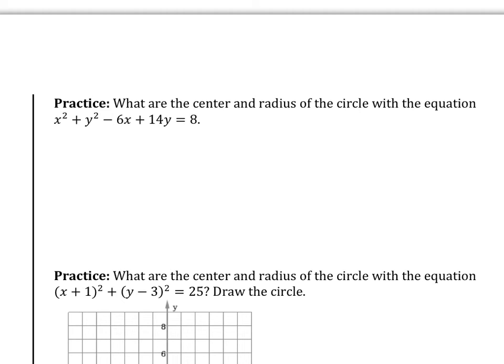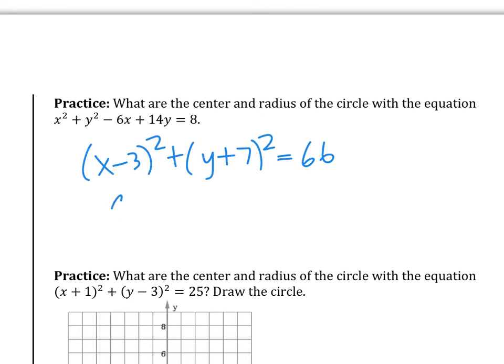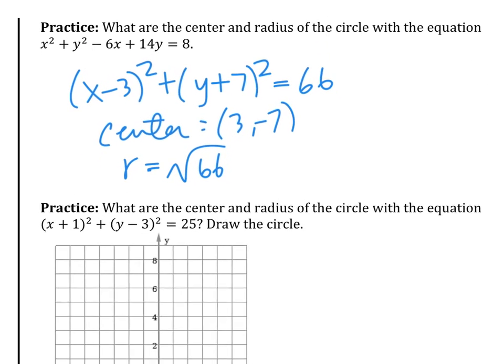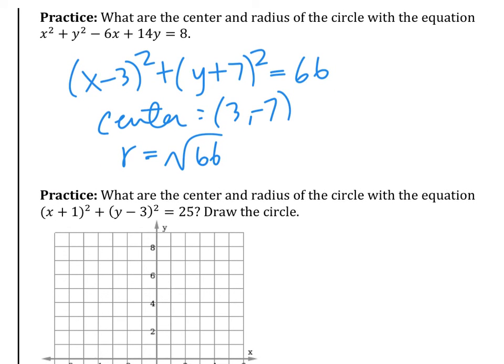Okay, I think a lot of you already finished this one, so I'll give you the answer. X minus 3 squared plus y plus 7 squared equals 66. So the center is at 3, negative 7. The radius is square root 66. Okay, try the last one. Should be really easy.